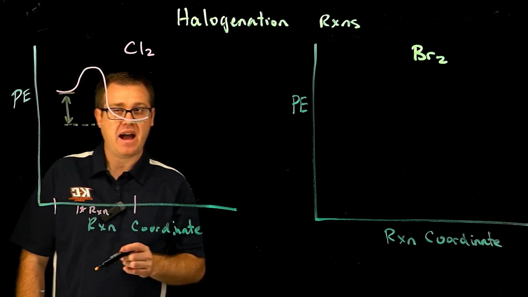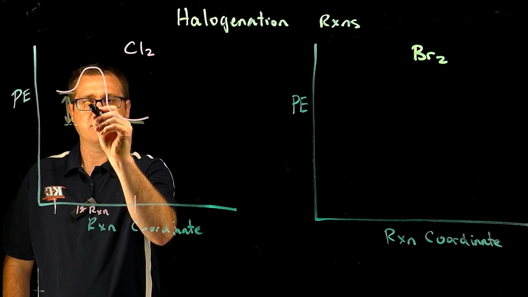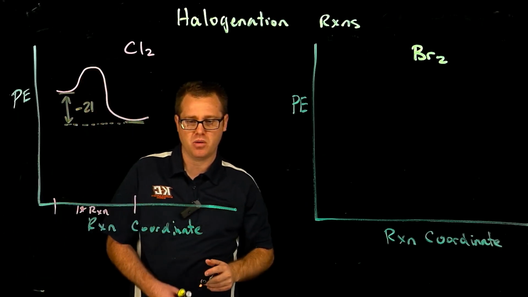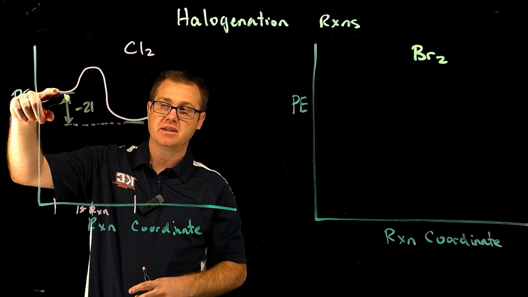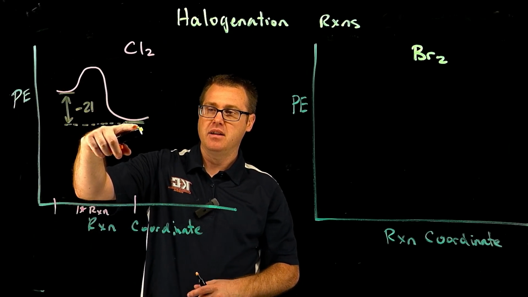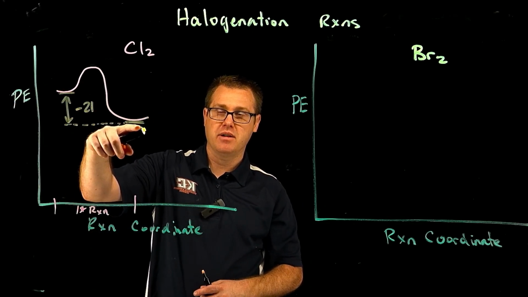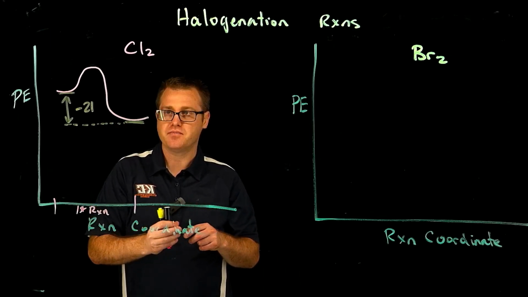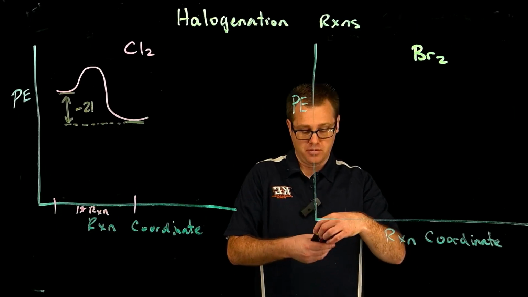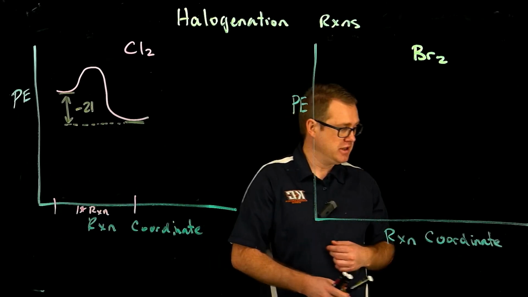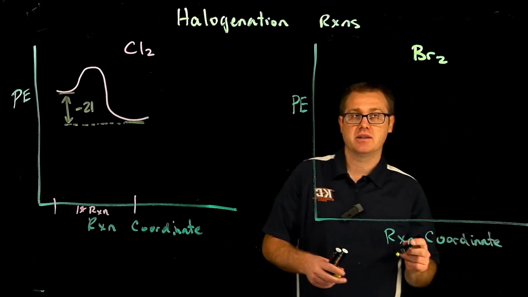And what was the value between those? That was a negative 21 kilojoules per mole. Do you see how that's exothermic? The starting material is higher in energy than the product. It's lower in energy, so that's exothermic. And when you compare it to bromination, it looks a little bit different.